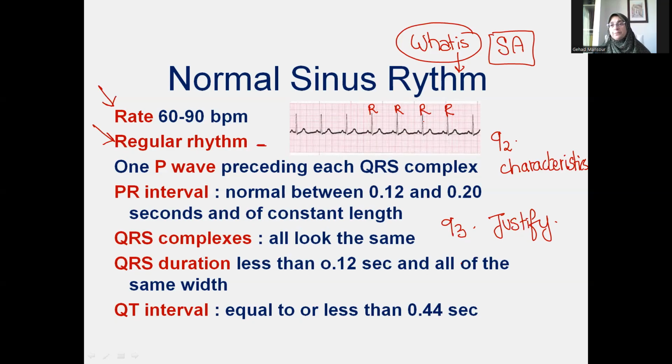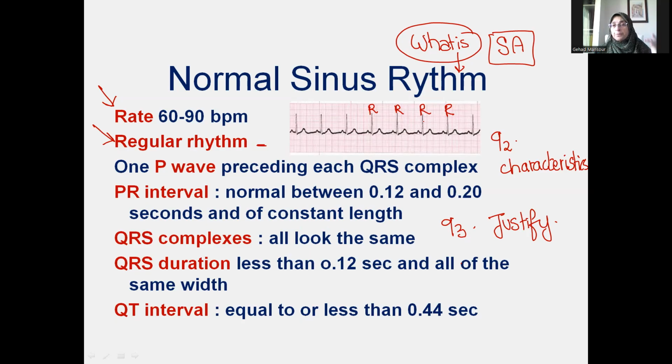But most of the time, this is not the case. And that's why you had better divide 1,500 by the number of small boxes in between the R peaks. If you find that the rate is between 60 and 90 and the rhythm is regular, then it is most probably a normal sinus rhythm. But this is not enough. You have to continue your justification and your evidence that this is a normal sinus rhythm.